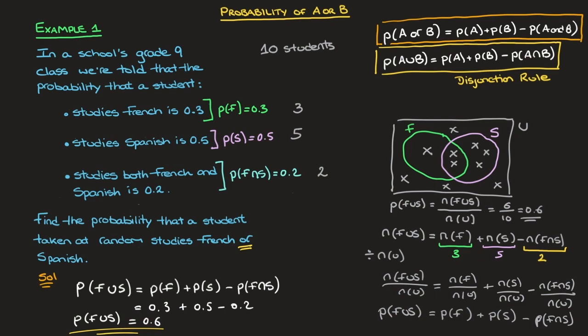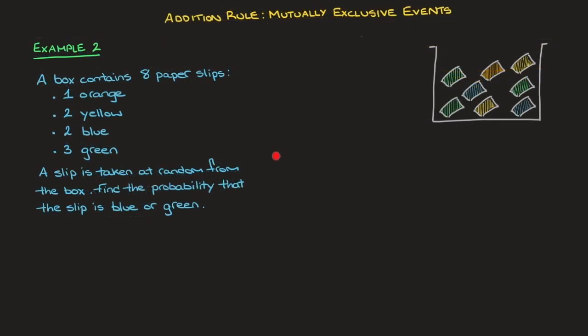Okay, as I said at the beginning of this video, we also need to know about a special case of the disjunction rule, which we'll use as soon as the events A and B are mutually exclusive. So let's quickly move on to the second and final slide, in which I'll tell you all about it. On the left-hand side of the screen here, I have a second example. On the right-hand side of the screen, I have an illustration that goes with it. And our objective here is to learn about the addition rule for mutually exclusive events.